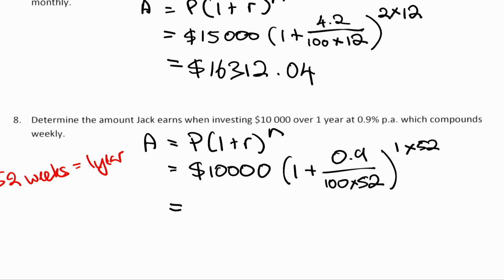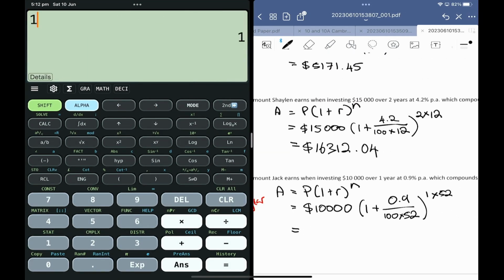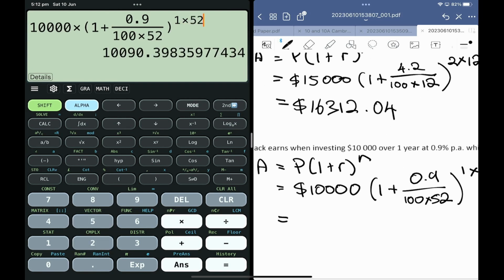And then that gives us $10,000 times 1 plus 0.9 over 100 times 52 weeks in the year, all to the power of 1 year times 52 weeks in the year, giving us a total of $10,090.40 to the nearest cent.